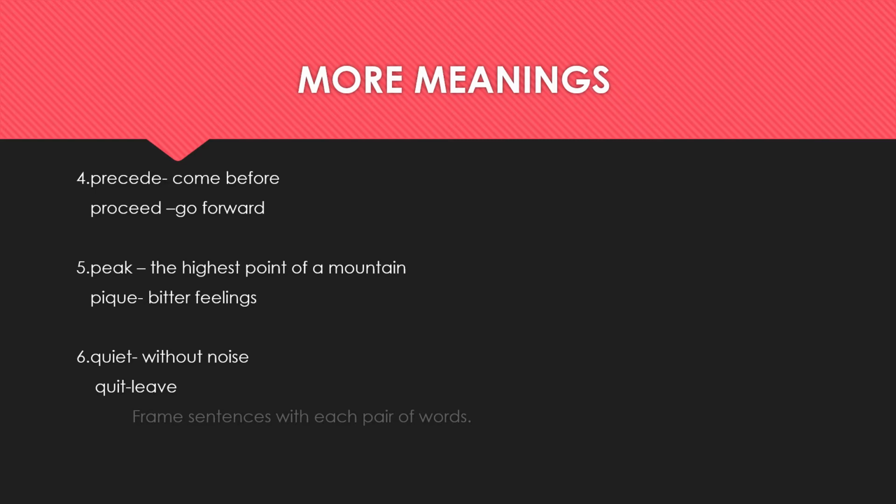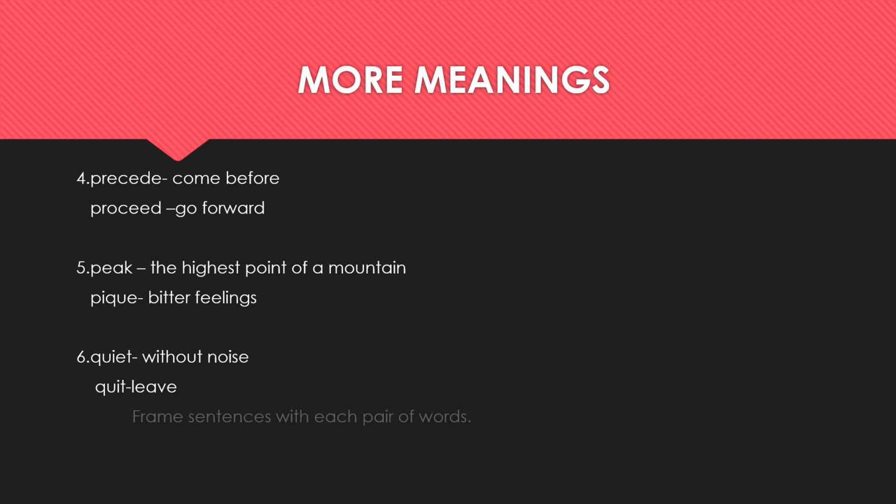Now the next pair is peak and pique. The highest point of a mountain is called a peak, P-E-A-K, and pique, P-I-Q-U-E, is the word for bitter feelings. So some members of the team went ahead and reached the peak, but the others complained in a fit of pique that they were left behind. So some of our members reached the peak, that is the highest point of a mountain, but then the others complained in a fit of pique. That means they had a fit of bitter feelings, they felt bad that the others had succeeded and so they complained.